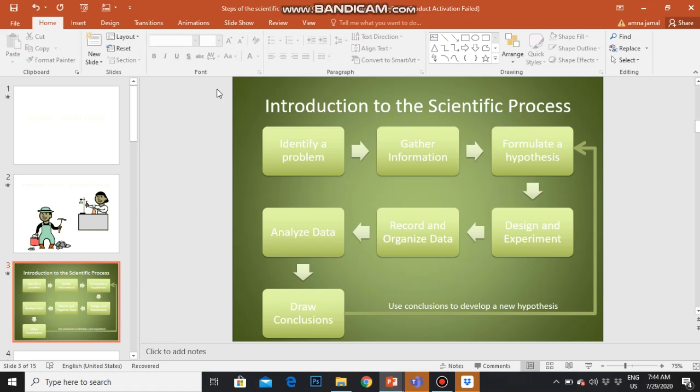Introduction to the scientific process makes one identify a problem, gather information, formulate hypotheses, analyze data, record and organize data, design an experiment, and draw conclusions. So such are the steps which are involved in the scientific process, but I think all of these require evidence and proof.